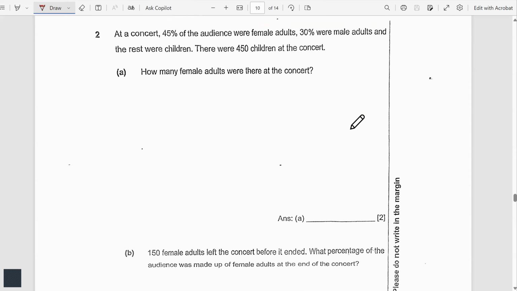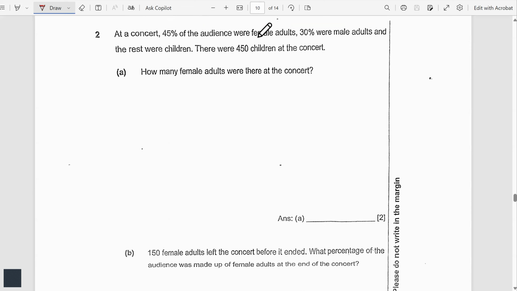Question 2. At a concert, 45% of the audience were female adults, 30% were male adults, and the rest were children. There were 450 children at the concert. So for part A, how many female adults were there at the concert?